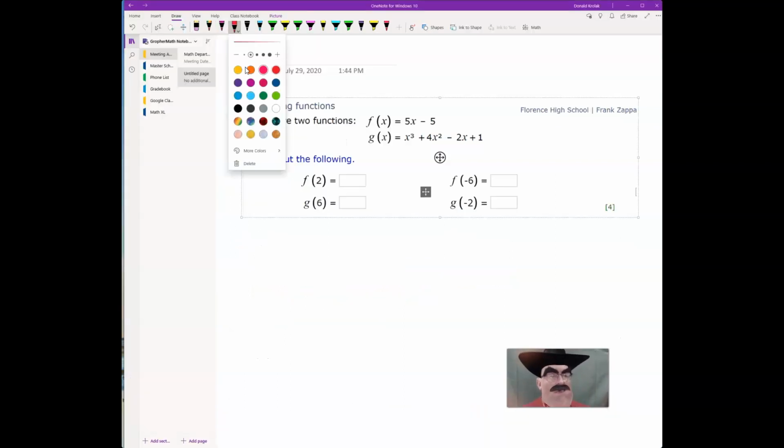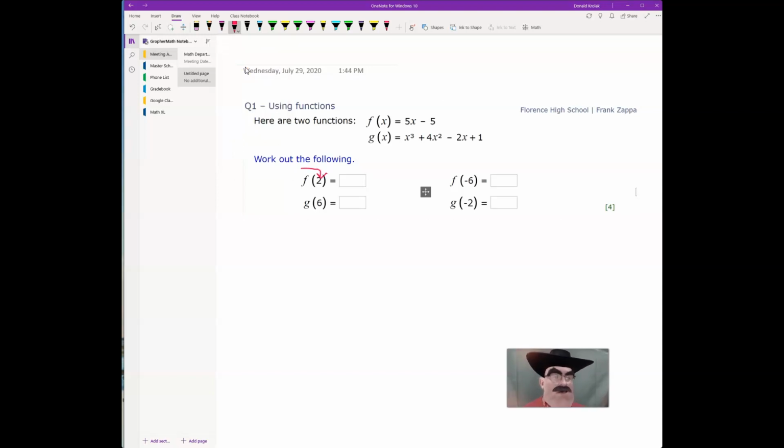Alrighty, so when we see this, we know we're going to substitute that value into function f. So f, any place where I see an x, I put in a 2. So that's what that notation indicates. It doesn't mean f times 2, which is a common misinterpretation of that.